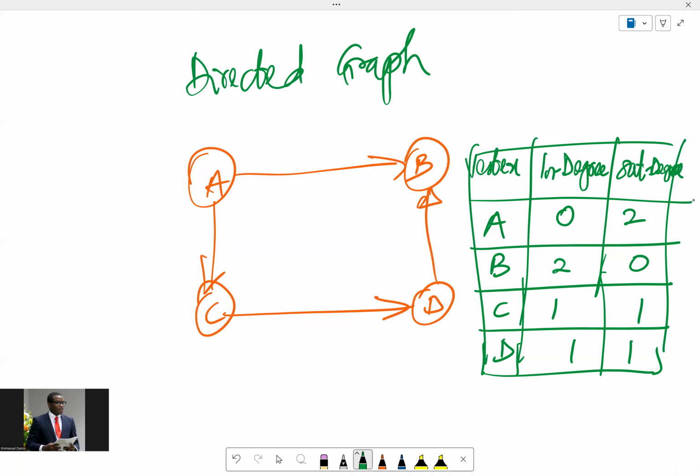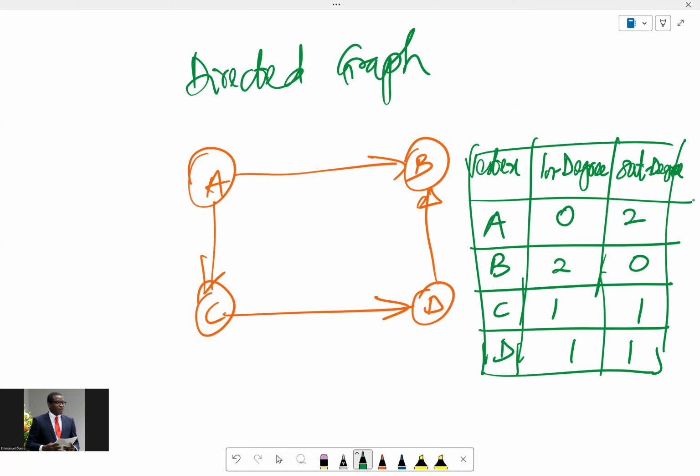For A, nothing is coming into A, but something is going out of A to B, and something is going out from A to C. For B, something is coming from A and D into it, and nothing is going out. For C, A is going into C and it's going out into D.